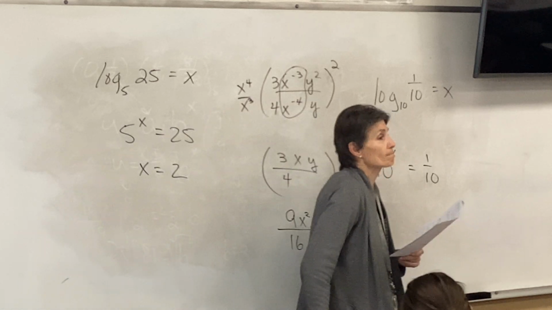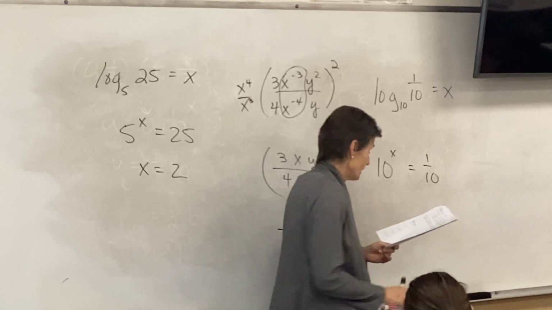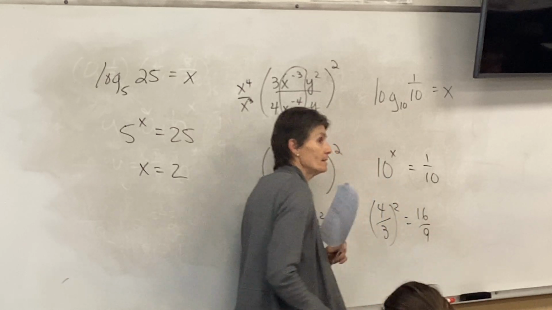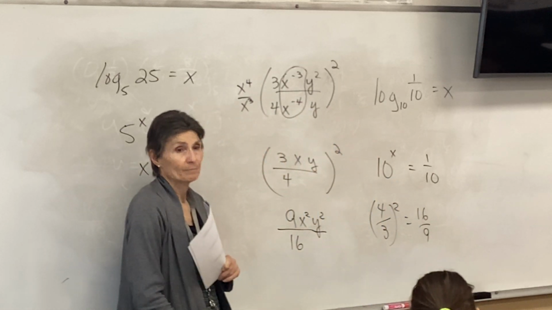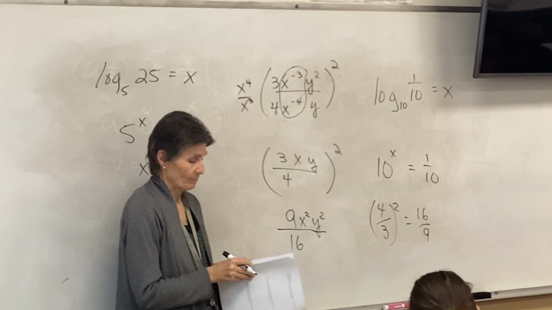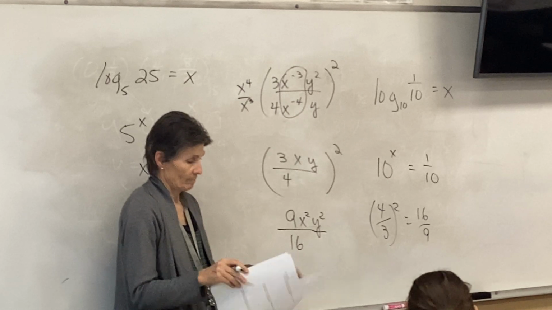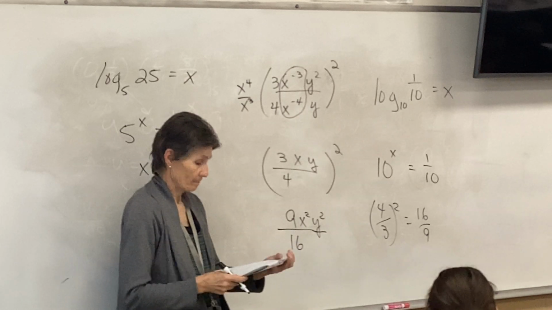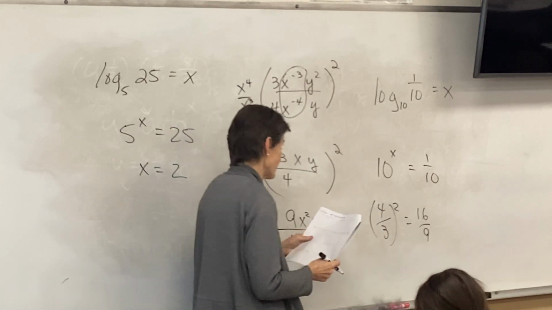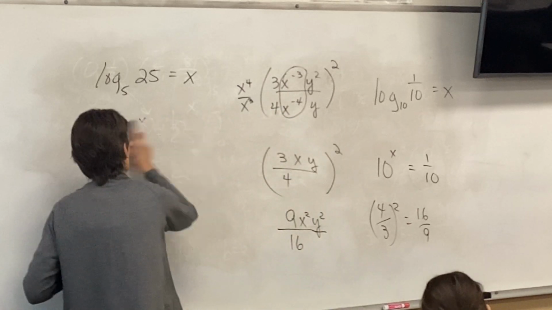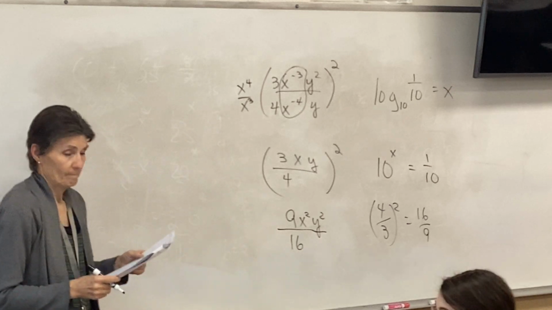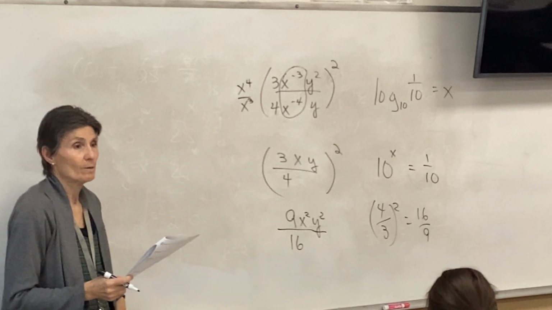How about I? Flip it and make it 4/3 squared. So the answer is 16/9. J? 6. All right, number 4, a whole bunch of equations to solve without your calculator. Alright, so here we go.